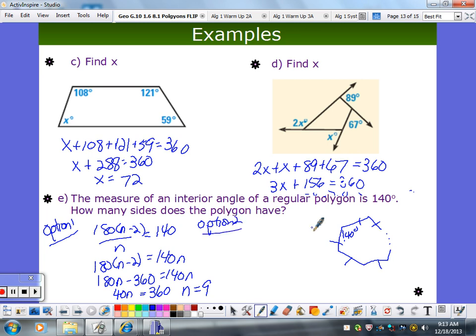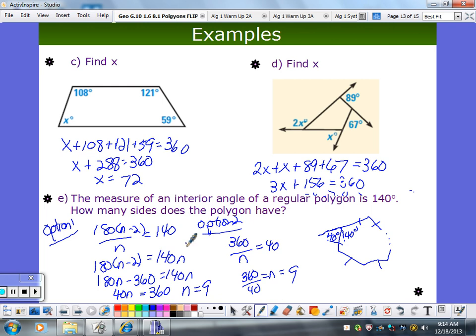What's option two? Option two is to say, well, let me extend this. What's the exterior angle that goes with this one? Why is it 40? Linear pair. So if this was 140, that one has to be 40, so it adds up to 180. So that means that 360 over n had to be 40, right? Isn't that how you get this? So I can swap places here. So that's 9.